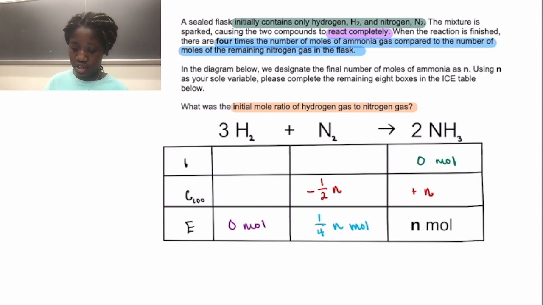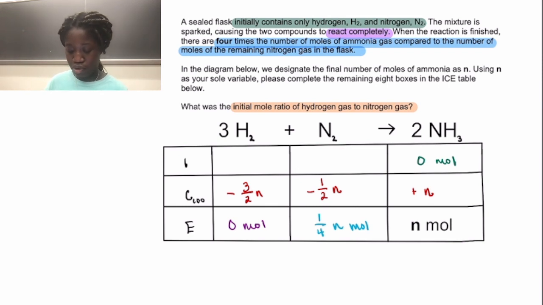Now let's look at hydrogen. The ratio from hydrogen to ammonia is 3:2. So we'll need to multiply this number by 3/2. And when you do that, you will get that the change is 3/2 N, being subtracted, of course. Now we can finally get our molar amounts of hydrogen and nitrogen.